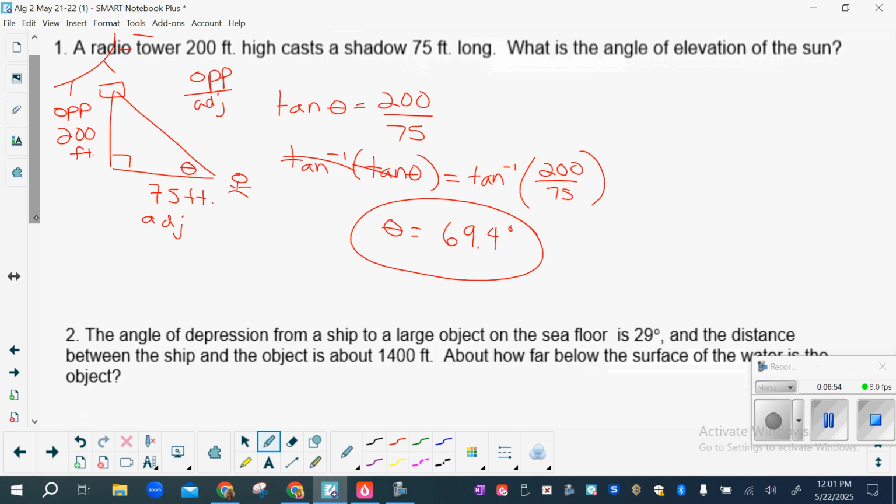On number 2, we have an angle of depression. So it's the angle of depression from a ship to a large object on the seafloor is 29 degrees. And the distance between the ship and the object is about 1,400 feet. About how far below the surface of the water is the object?